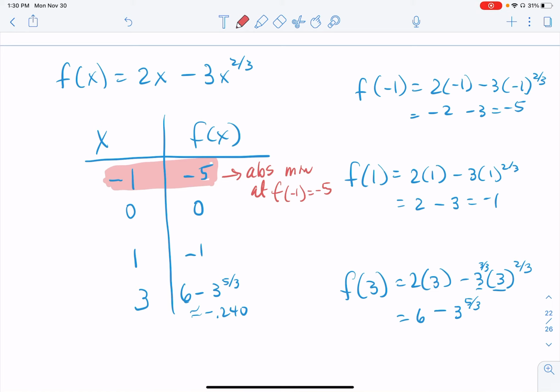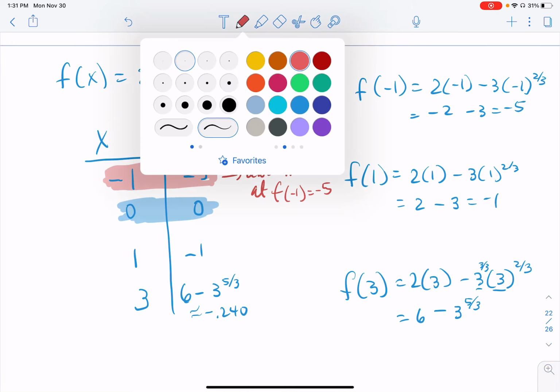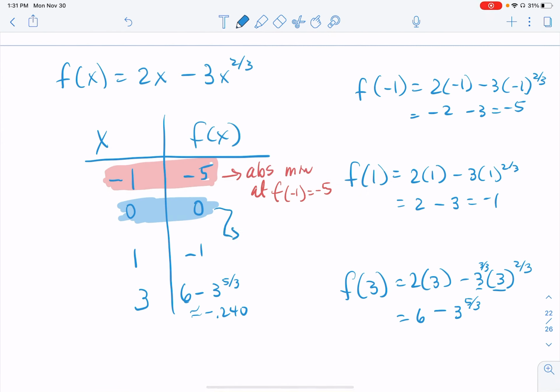And then what's the biggest number? Biggest number is, well, all of them are negative except for right here at 0. So that's got to be our absolute maximum. That's kind of sad, isn't it? Biggest number for your graph is actually 0. Abs max. Max at f of 0 is equal to 0.